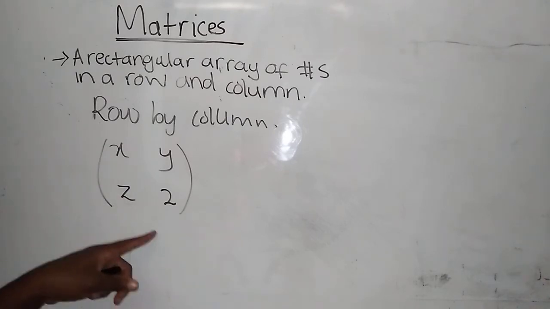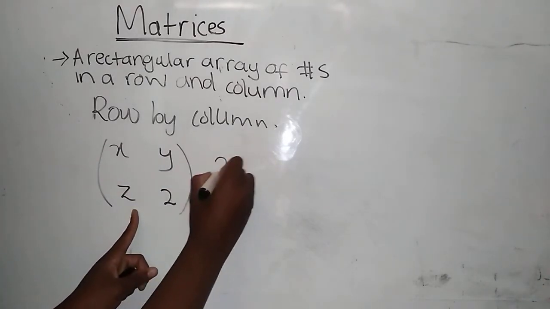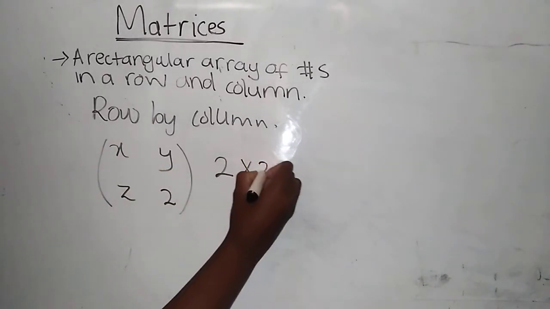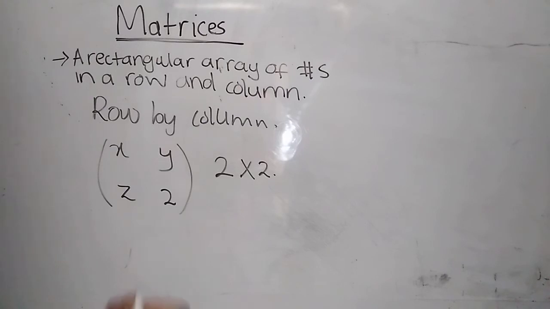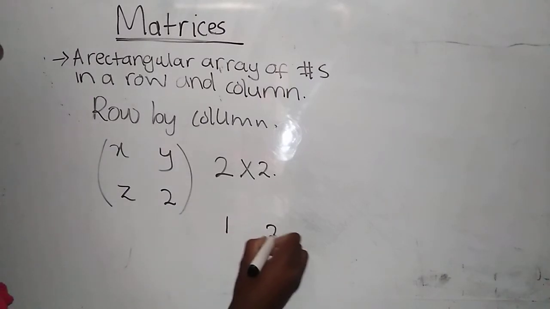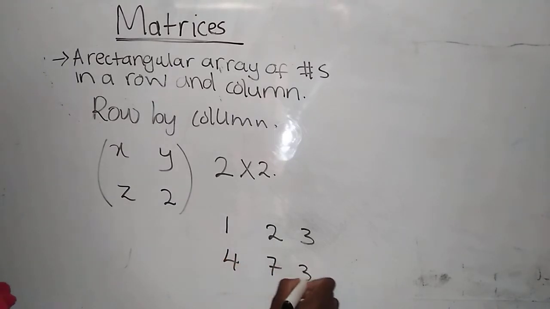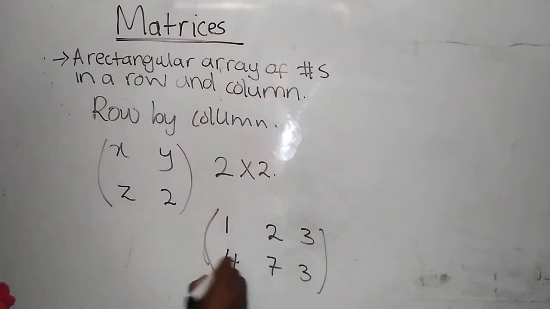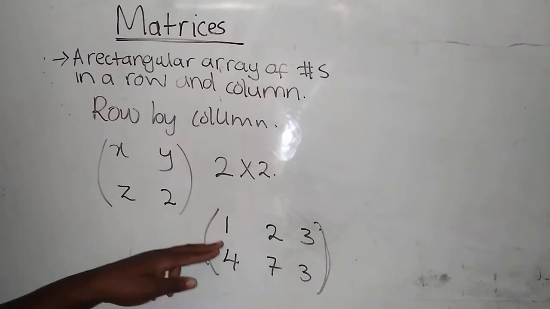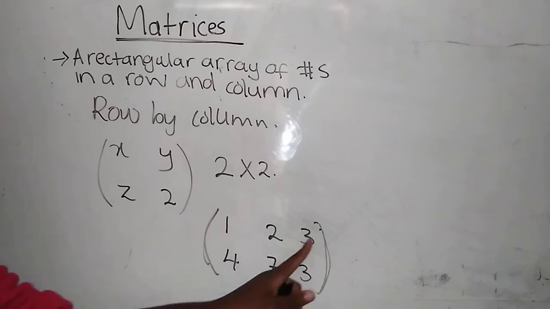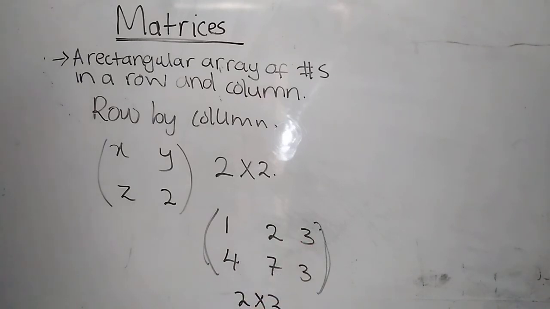How many rows do we have? 1, 2. We have got 2 rows. How many columns? 1, 2. So this is a 2 by 2 matrix, right? What about if it was like this? 1, 2, 3, and then 4, 7, 3. What's the order of this matrix? How many rows do we have? 1, 2. We have got 2 rows. How many columns? 1, 2, 3. So this is a 2 by 3 matrix.